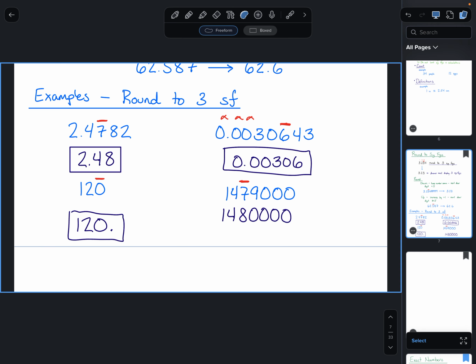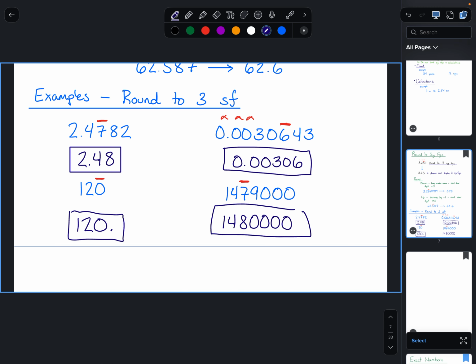Let me just line these up so we can see it a little bit easier. So we don't change the value of that number. Okay. So when you read it out loud, you still need to start with 1,400,000, whatever. Okay. Cool. So that's just a common mistake that people make is they drop off those zeros for large numbers. Make sure you're not changing the value of that number.